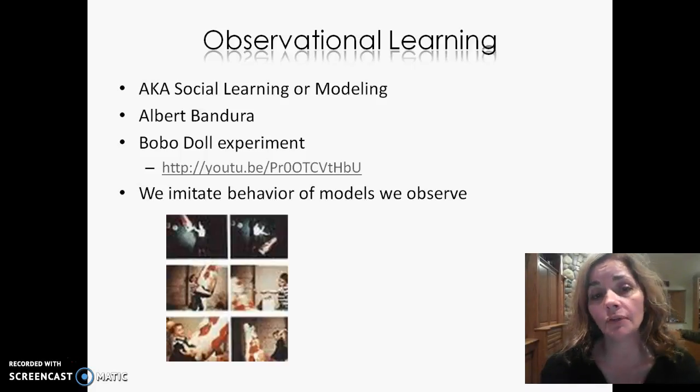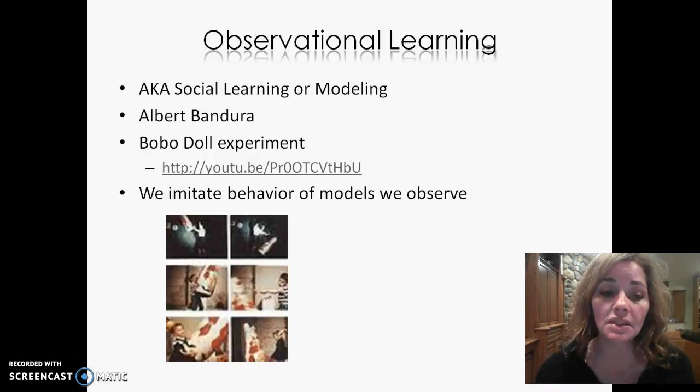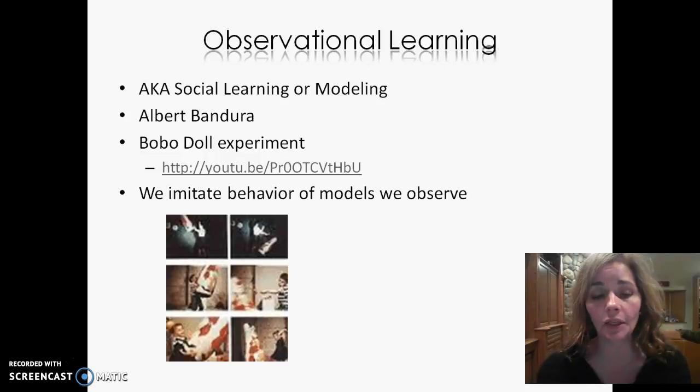His theory is observational learning, or social learning theory, or modeling theory. Bandura is famous for the Bobo doll experiment, where children watched a video, and they were either in a control group or an experimental group. The control group wasn't exposed to any type of aggressive modeling. In the experimental group, they were exposed to a model beating up a Bobo doll. A Bobo doll was just a blow-up plastic doll with sand at the bottom.